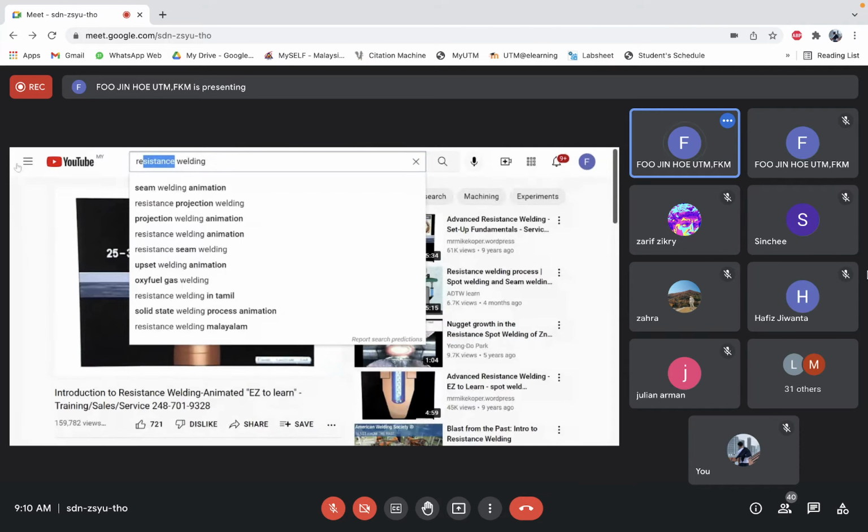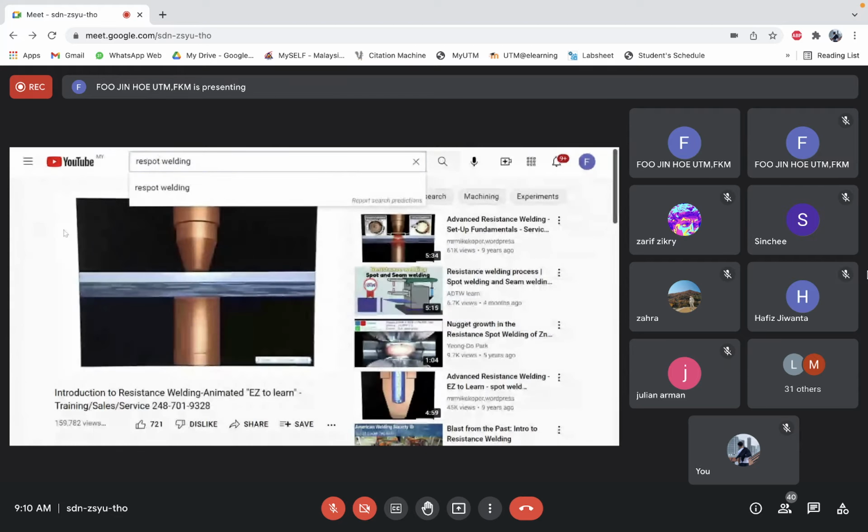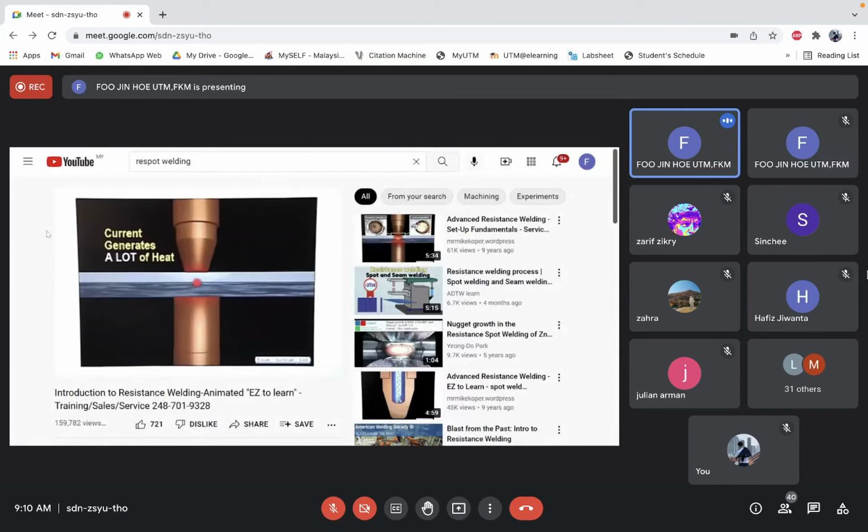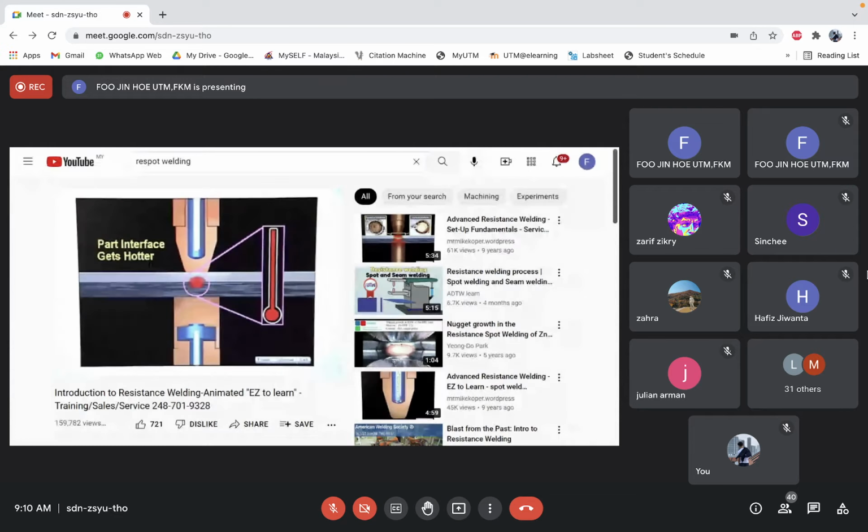for larger weld guns. When the squeeze time is complete, electric current begins to flow through the metal from one weld tip to the other. The duration of the current flow is referred to as weld time. The current generates a lot of heat when it encounters the resistance at the part interface, and a lesser amount of heat at the weld tip interface. The heat at the weld tip interface is conducted away by the water-cooled weld tips, while the part interface continues to get hotter and hotter.